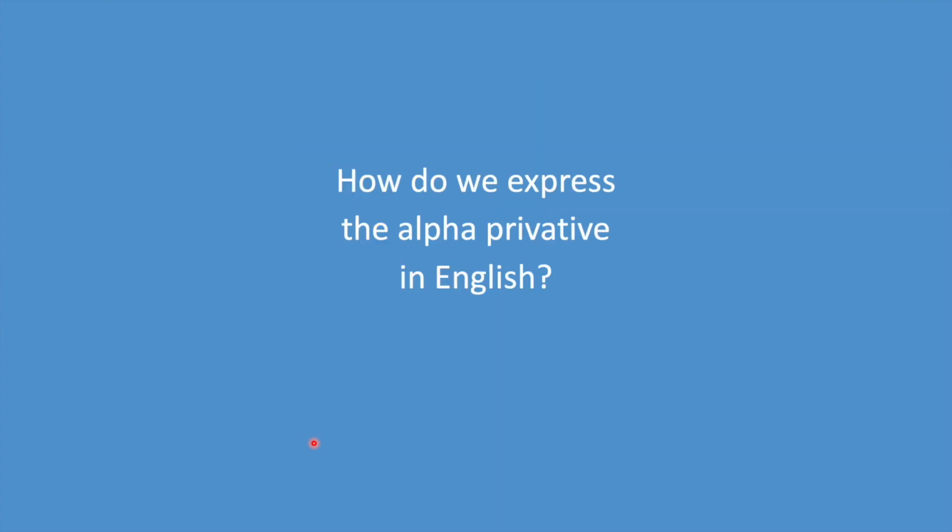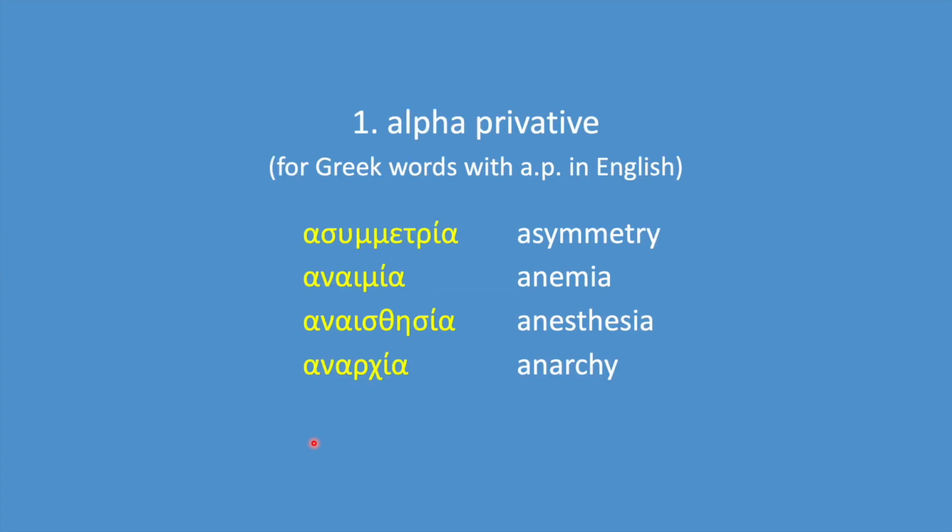Now, how do we express the alpha privative in English? There are several ways. Number one, in Greek words that have the alpha privative and are used in English practically unchanged, we use the alpha privative. So we have asymmetria, asymmetry. So we have the alpha privative.